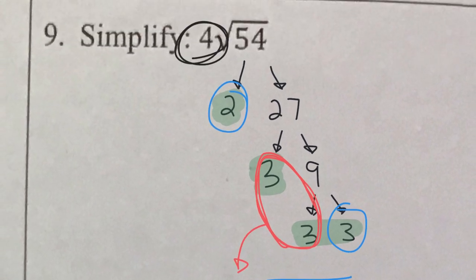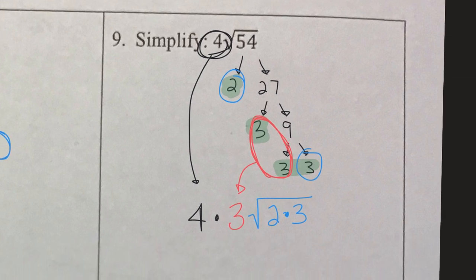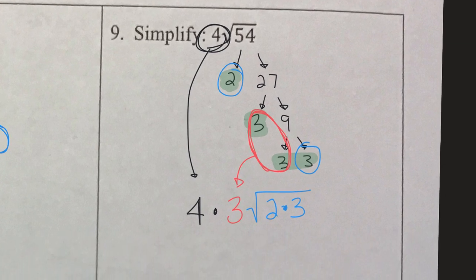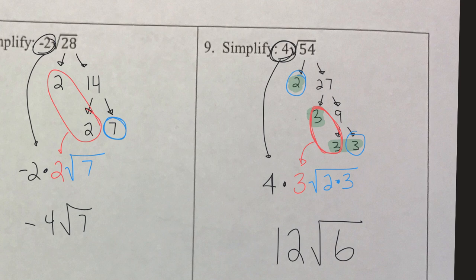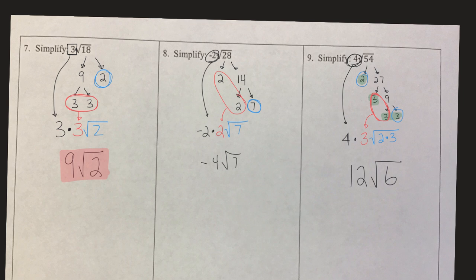And I still have my 4 on the outside, so let's bring that into the picture also. So 4 times 3, and then underneath your radical. So 4 times 3 is 12 on the outside, and then 2 times 3 is 6 on the inside. Okay, so on occasion you're going to have multiple numbers that don't have pairs, and we multiply them back underneath your radical, just like you multiply the numbers outside of your radical. So these are simplifying radicals. Your answer should always have a root in it to end with.